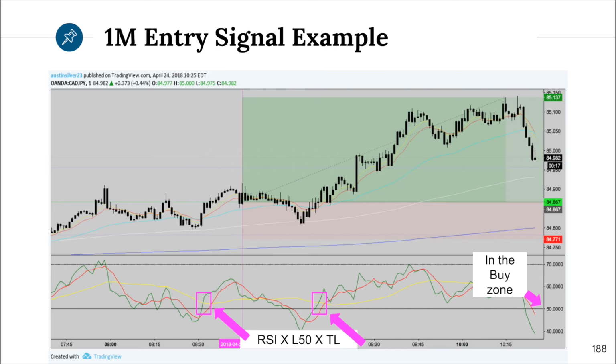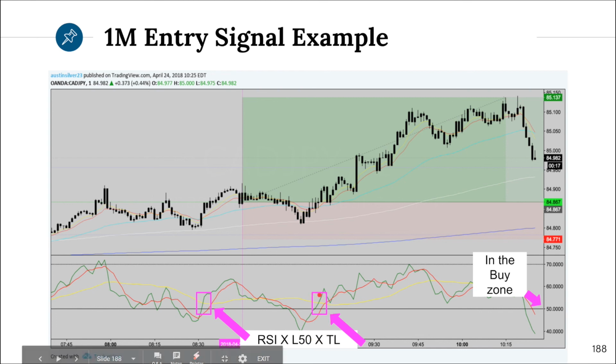In this 1-minute entry example, again, on the same pair, CAD JPY, you can see that before the entry on the 5-minute, you have multiple crosses in. Now on the 1-minute, we can see the exact example of the potential entry signals. We're in the buy zone, and we have 1, 2, right in there, there's another one, and 3 RSI crossing through the liquid 50 and above the trend line in the buy zone, S2 entry signals.